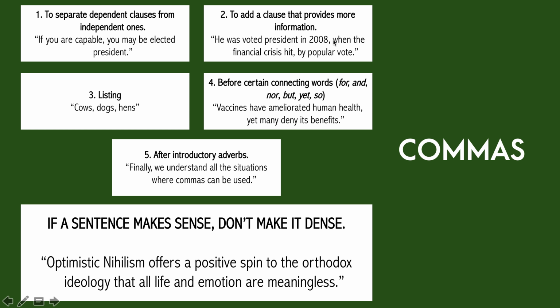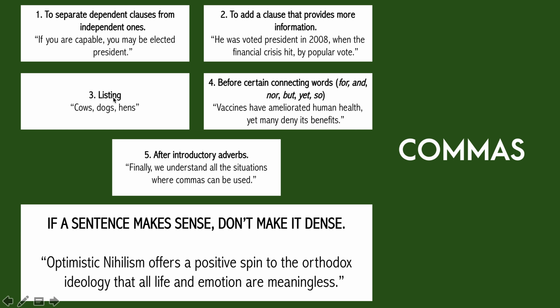This pair of commas is only being used correctly if the information within these 2 commas is about the term right before the first comma. In this case it is about 2008, so it's being used correctly. And the sentence should always work if we eliminate the commas and whatever is between them. So he was voted president in 2008 by popular vote. Even if we do not read the commas and what is in between, the sentence does make sense, so we can say it has been used correctly over here.